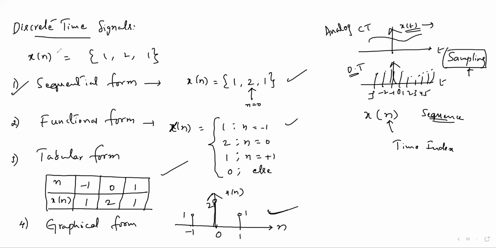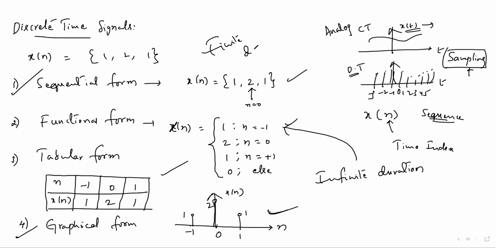So most probably we'll use sequential form and repeatedly graphical form. And we can say that if the signal is infinite duration, like unit step function, signum function, this functional form is suitable. If the signal is finite duration, this sequential form is suitable. Fine. And basic elementary signals also we can represent in discrete form.